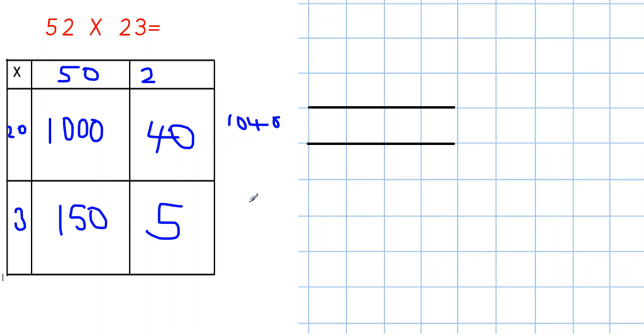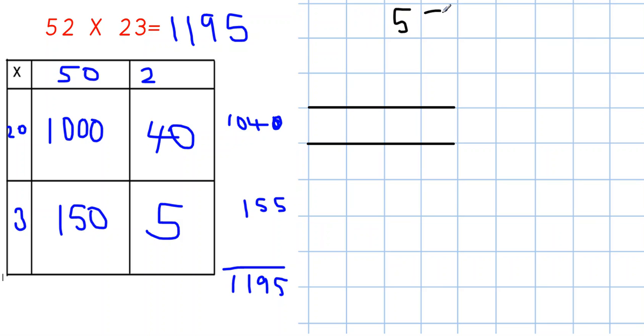And this one is 156. I add them up, that's a 0 there. I've got 5, 4 and 5 is 9, 0 and 1 is 1, 1 and 0 is 1. So my answer is 1195. So let's record it using our long multiplication method.